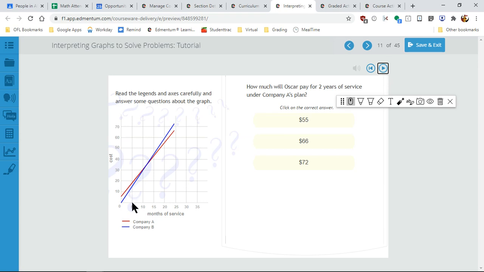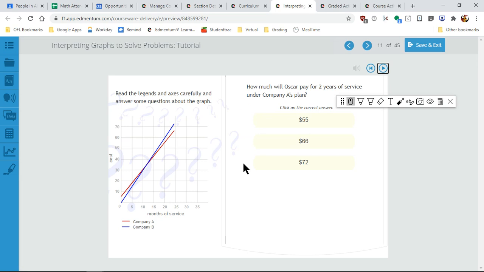So see here what I mean, that we have two things going on. We have company A and company B, so we're able to compare it right here.